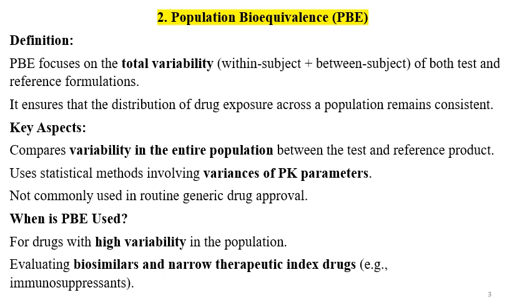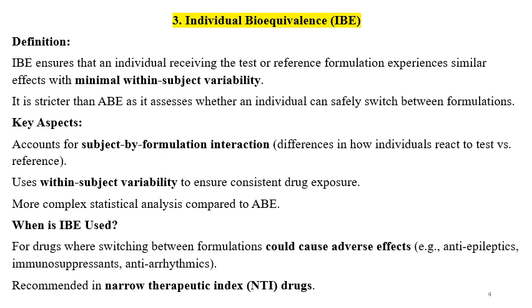There are some drugs which are categorized as NTIs, or narrow therapeutic index drugs, like some immunosuppressants, some antiepileptics, and some antihypertensives, which show a narrow therapeutic index. So for those, a population bioequivalence study can be used or is sometimes required. Then we come to individual bioequivalence.